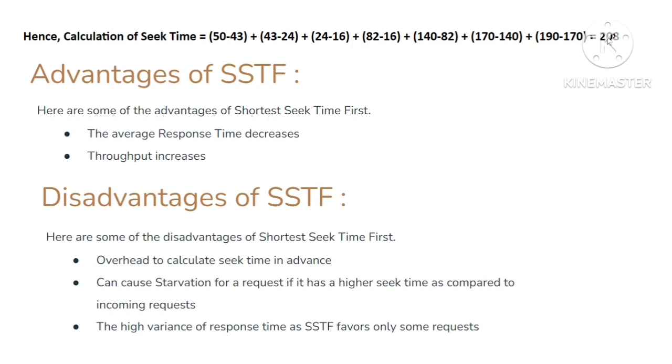The third one is the high variance of response time, as SSTF favors only some requests. In a multi-user environment, for example, there are incoming requests nearby the current track, and SSTF only serves those nearby requests. So the nearby requests have less response time, but the request which is far away from the current one has to wait a long time before getting a response. Requests have high variance: some have low response time, some have high response time. So there is no uniform response time; there is variance of response time.